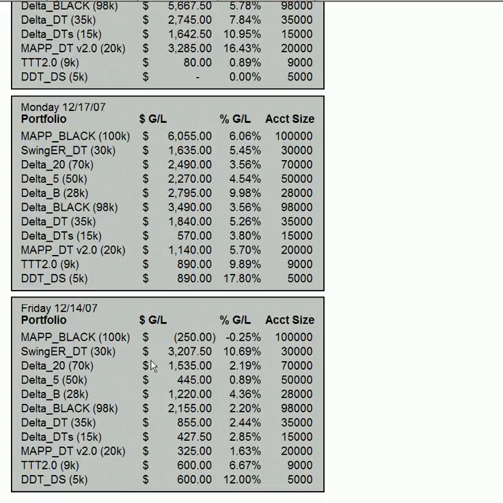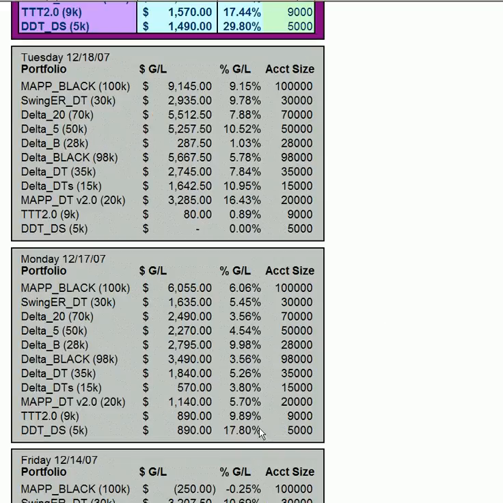Swinger DT, as usual, putting up major gains, 10% on Friday, almost 11. The dual day trader DS, which is just a simply great portfolio all the way around, outscores everyone with a gain of 12%. And again, the next day, Monday, 18% on the dual day trader DS. This is a great portfolio, as mentioned. Took a breather today. Looks like this is Tuesday, December 18th. Took a breather today on the DS.